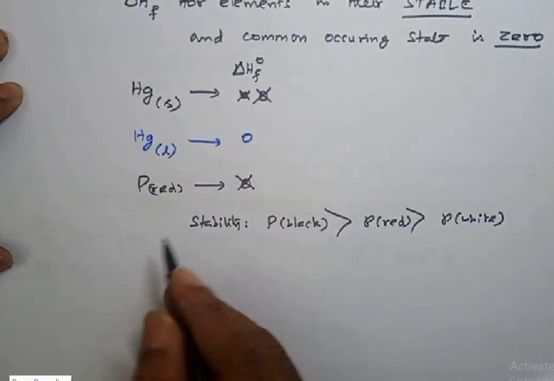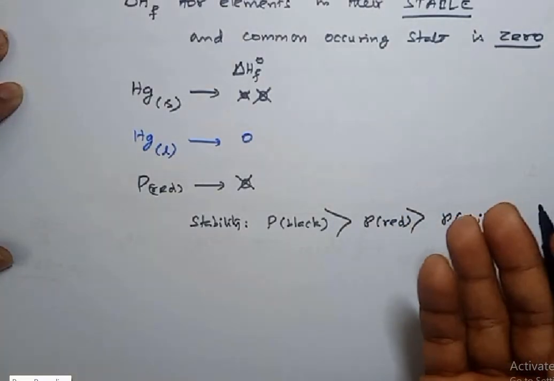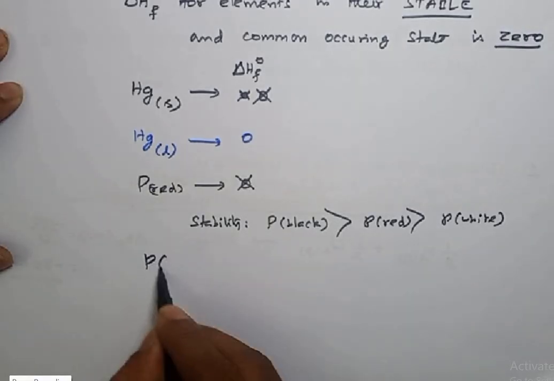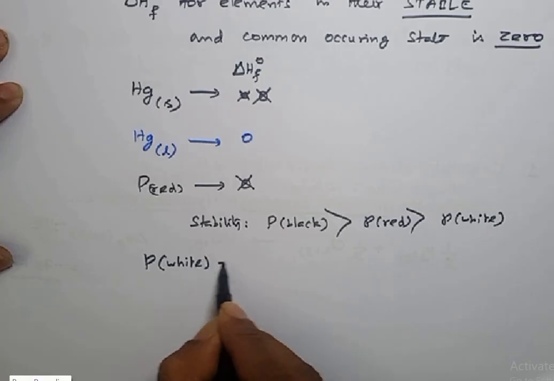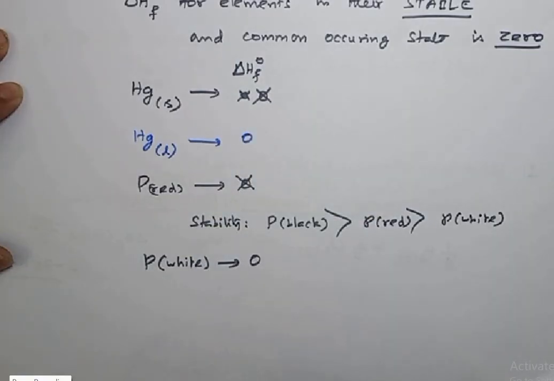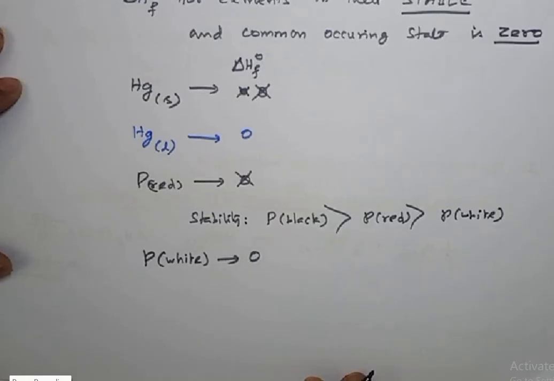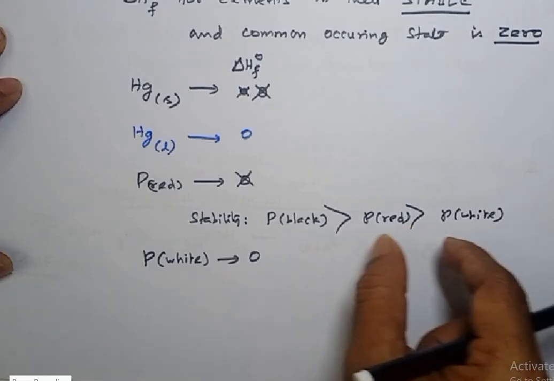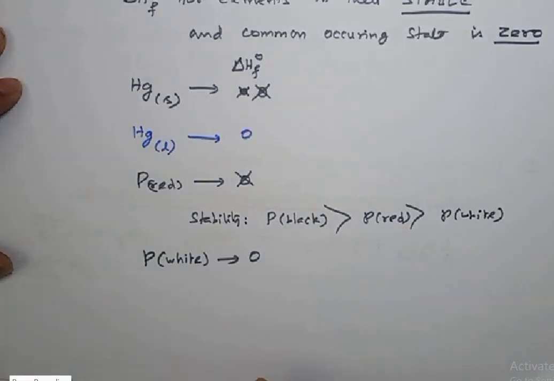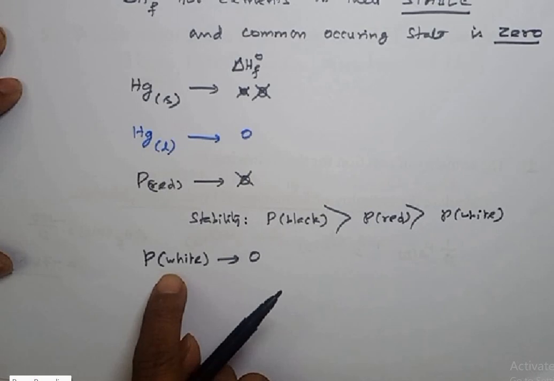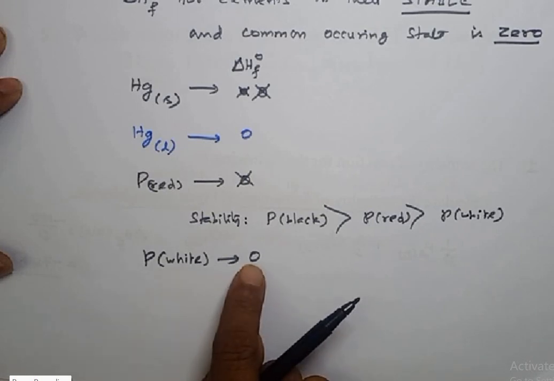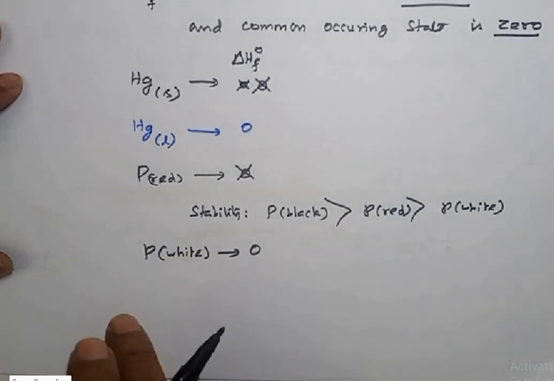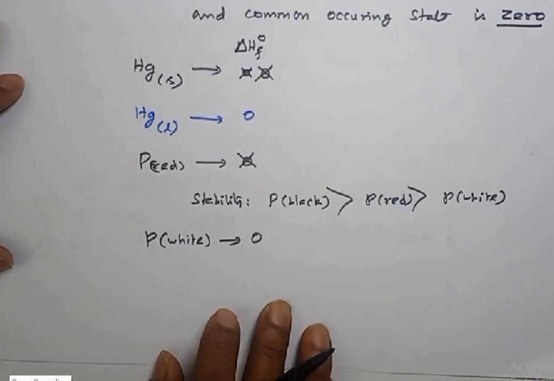Therefore, since the abundance is high, the common occurring state of phosphorus is white phosphorus, and for white phosphorus the standard enthalpy of formation is given as 0. Keep this in mind, very, very important. The common occurring state for phosphorus is white phosphorus only. So for white phosphorus the standard enthalpy of formation is 0, not for black phosphorus. It's an exception actually. Try to remember this.